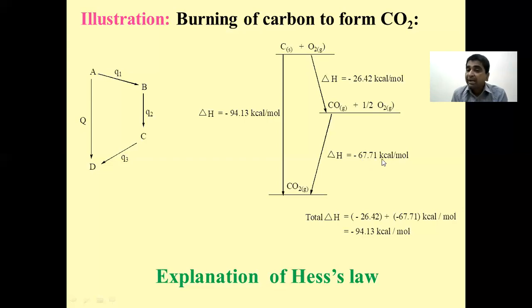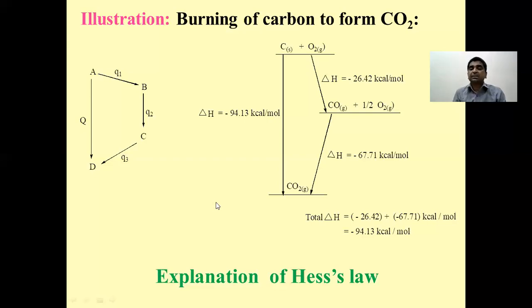So according to Hess's law, delta H for this overall change, for this two-step pathway, is minus 26.42 plus minus 67.71 kilocalories per mole. So that comes to be minus 94.13. So this is the same as the heat change accompanying the first pathway.